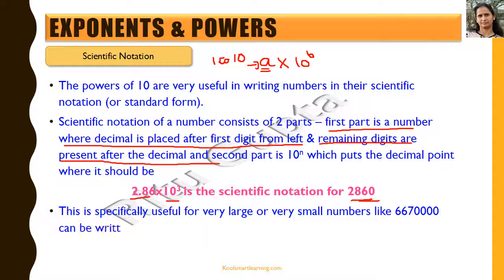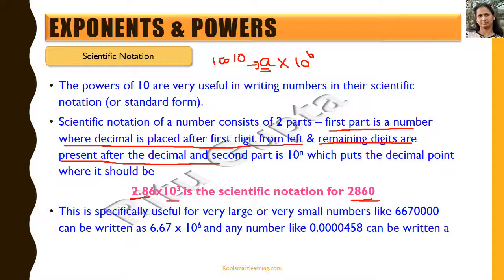This is specifically useful again for very large or very small numbers. Say for example, taking another example, we have 667 and 4 zeros. This kind of number will be written as 6.67. As we said, this A has to be between 1 to 10, so we put the decimal place after the first digit. So we make it 6.67 into 10 raised to power B, where B is going to be a number which will put the decimal point according to the actual number. So we make it 10 raised to power 6.